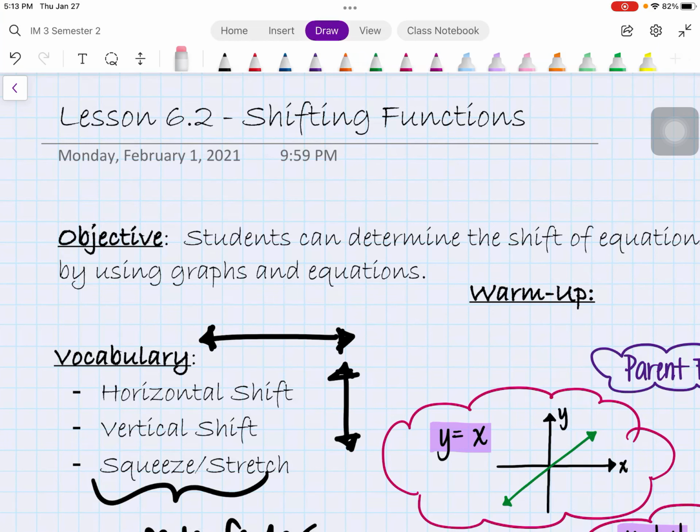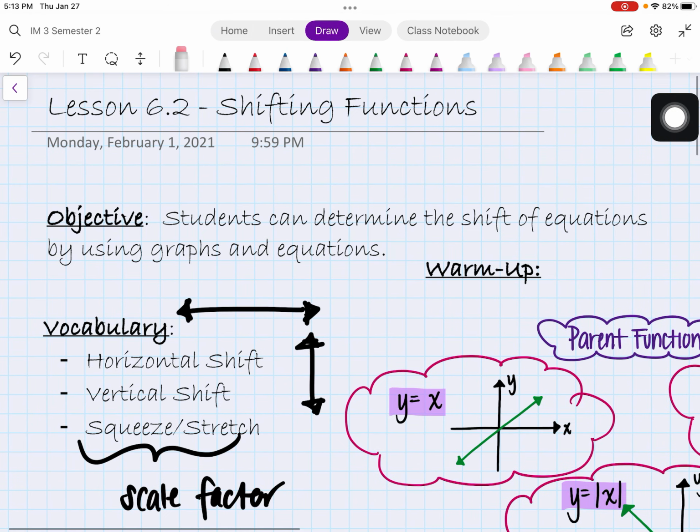Alright, you guys, let's go ahead and get started here with lesson 6.2. This is shifting functions. In this case, guys, we are going to be seeing graphs and equations where we're going to be doing transformations, or we're going to be seeing how the transformation happens. Just a few things, guys.